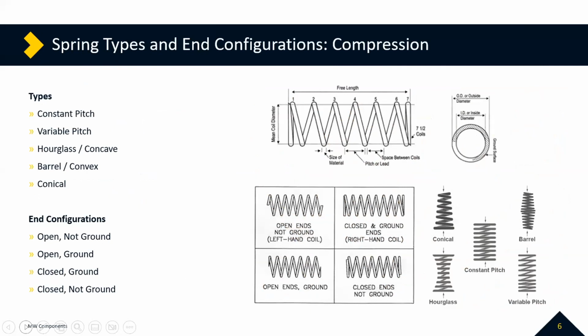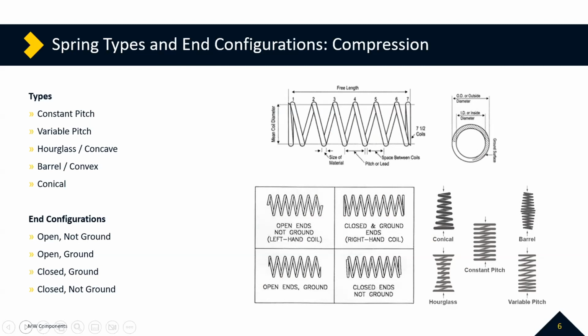So when we talk about a compression spring, there are many different types of compression springs. But the ones that come up a lot, or the ones that we see the most, are your constant pitch. Your constant pitch is basically the spacing between the coils is the same. And typically that type of spring is going to give you a linear rate.